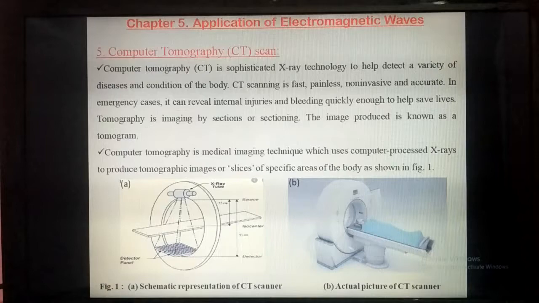Computer tomography is a medical imaging technique which uses computer-processed X-rays to produce tomographic images or slices of specific areas of the body, as shown in figure 1a and b. This is the typical block diagram of a CT scan.